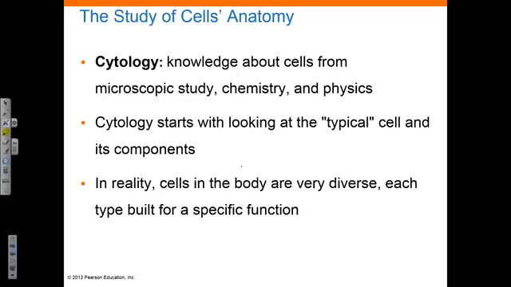Cytology refers to the study of the structure and function of cells. It combines knowledge from several areas, including microscopic study, chemistry, and physics. Cytology starts with looking at the typical cell and its components. However, in reality, cells in the body are very diverse. Each cell type is specifically geared to perform specific functions.